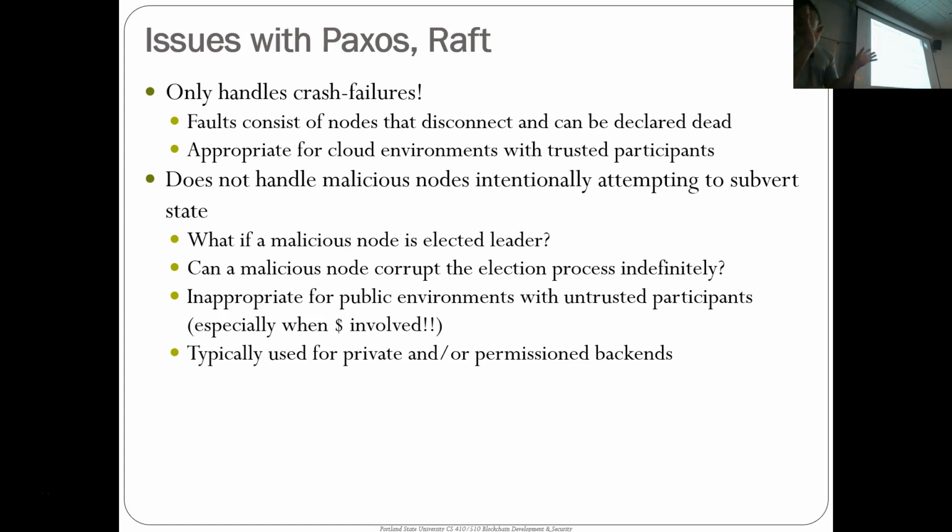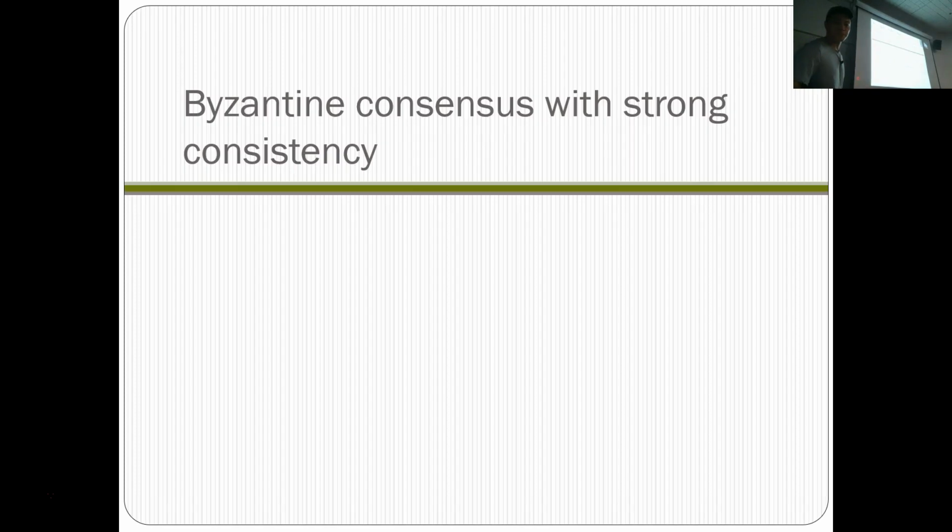Malicious nodes are sort of rare on a back end that you have secured, but in a public environment, for example a public blockchain, you cannot rely on a protocol that isn't resistant to malicious nodes. That's why you wouldn't see Paxos or Raft in a public blockchain where you can have a malicious participant. So you'll see these on permissioned backends, but not necessarily on public blockchains.